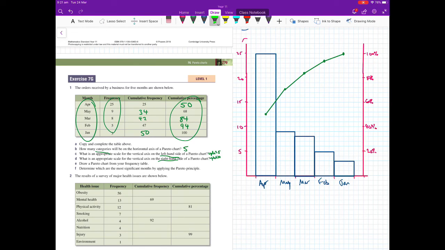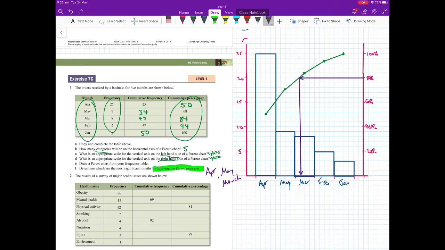Now that we've got our histogram and our line graph, we are using it to use the Pareto principle in order to find out where our most important amount of business comes from in those 5 months. It just means that we go from the 80 straight across to where our line graph is, and then straight down to where our categories are at the bottom, which means that we've got April, May, and the beginning part of March in that 80-20 section, which gives us our final answer for 1.